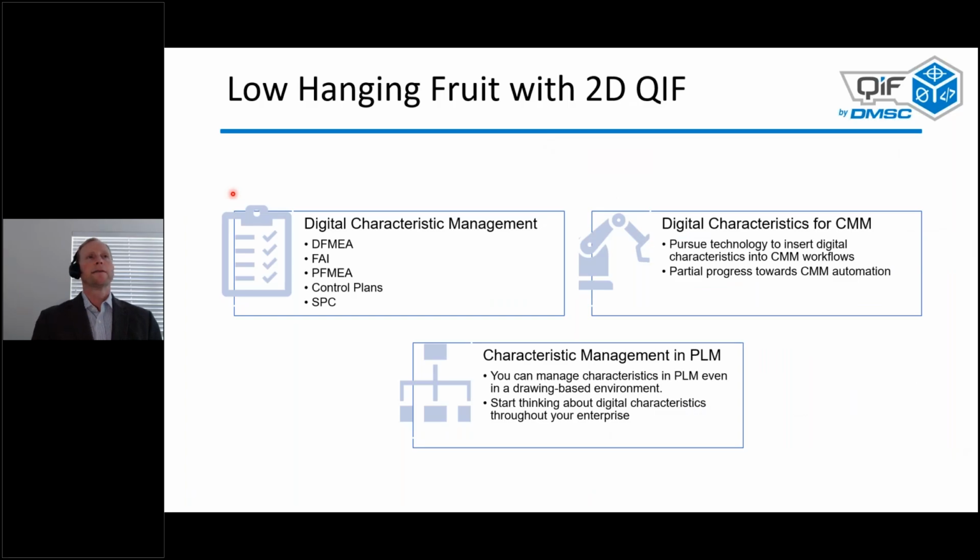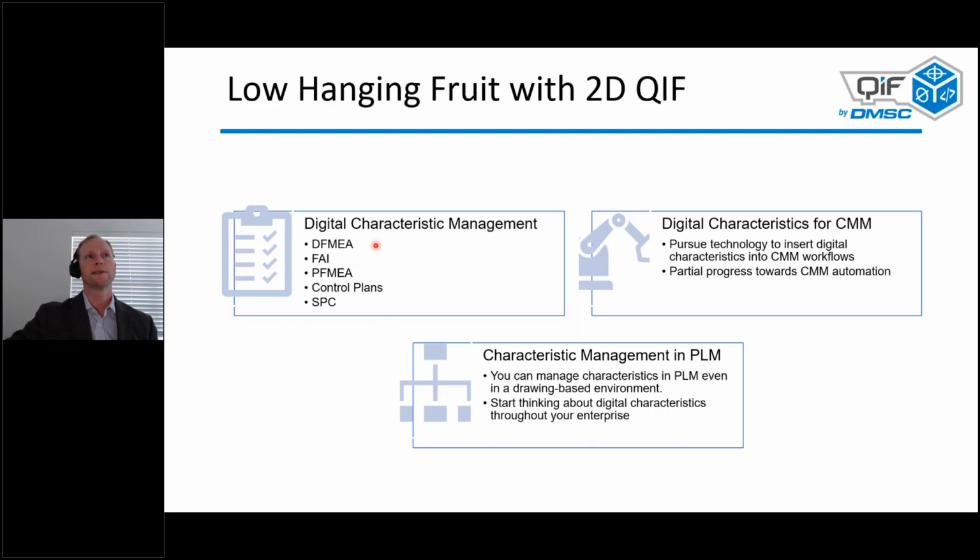So, last slide, just a little bit about some of the low-hanging fruits. If you want to get into 2D QIF, why would you do it? What are some of the values that you could derive pretty early on from it? I think the first and biggest one is digital characteristic management, managing your characteristics in a digital manner. A lot of this falls under what is called APQP.